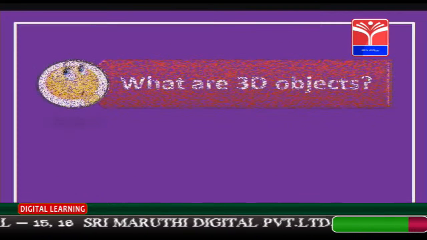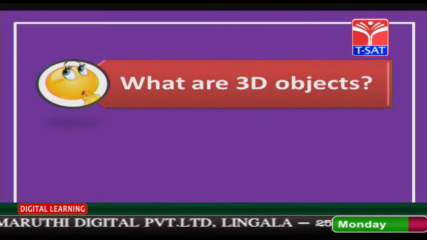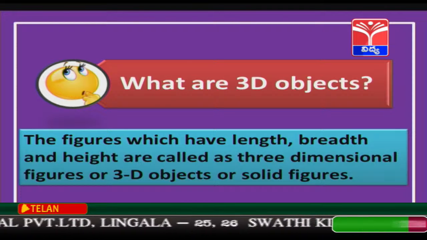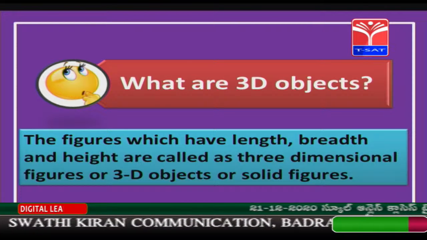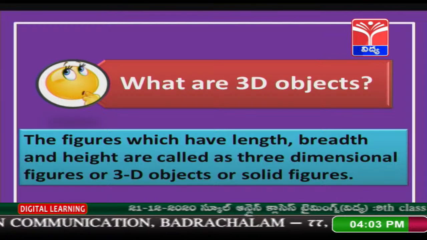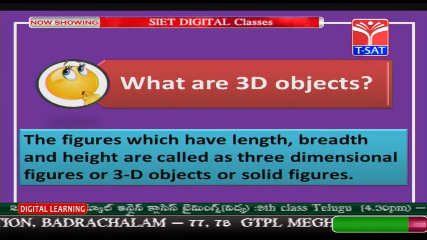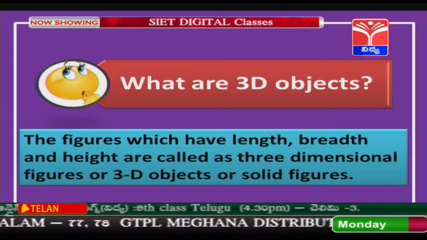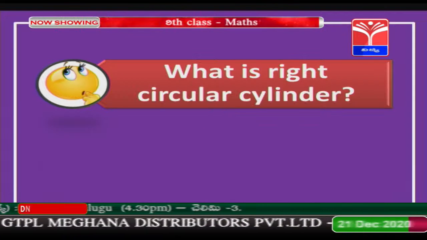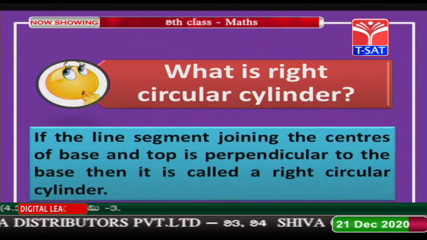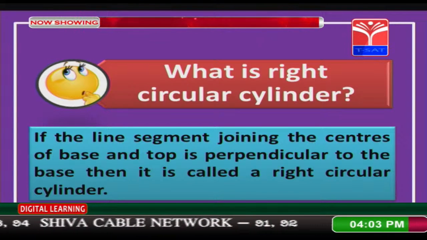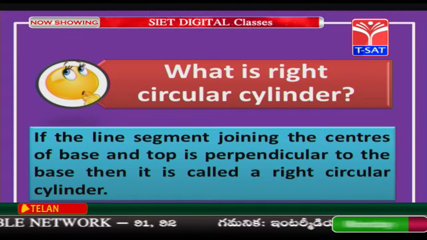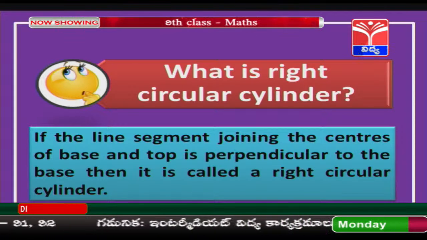Okay, children. Children, can you tell me what are 3D objects? Yes, the figures which have length, breadth and height are called 3-dimensional figures or 3D objects, or even they are called solid figures. Now, what is a right circular cylinder, children? You are right once again. If the line segment joining the centers of the base and top is perpendicular to the base, then we call it a right circular cylinder.